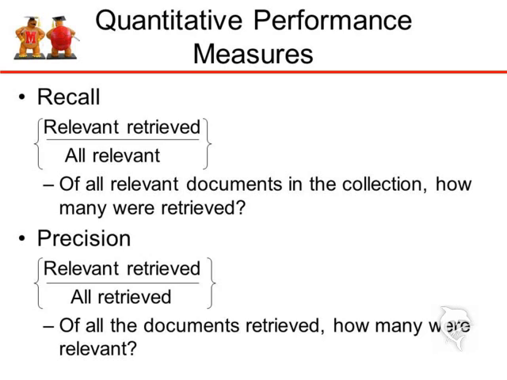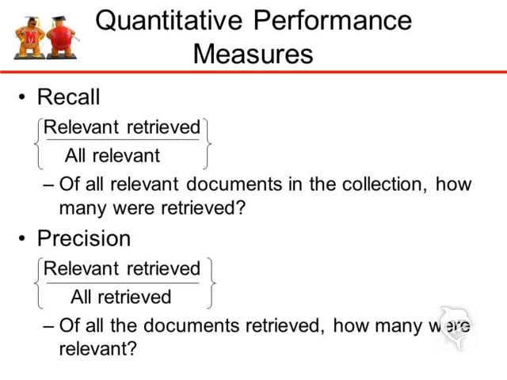So with recall, we are looking at a ratio for a query. On the top of the ratio is the number of documents that are both relevant and retrieved. We ask, is the document relevant to the query? Then we ask, was the document retrieved by the query? If the answer to both questions is yes, the document is relevant retrieved.